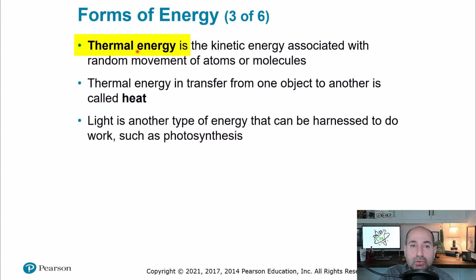Next, thermal energy. Thermal energy is actually, in a weird way, a type of kinetic energy. But it's kinetic energy associated with random movement of atoms or molecules. So this is at the atomic scale. If individual molecules are moving quickly, that means that they possess thermal energy.